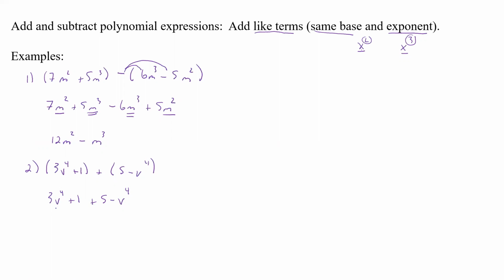Now we're looking at the like terms. We have v to the fourth, v to the fourth. We have a number, and we have a number. So we have 3v to the fourth minus 1v to the fourth. That's going to give us 2v to the fourth. 1 plus 5 is 6. And those are not like terms, so at that point, we're done adding those two expressions together.